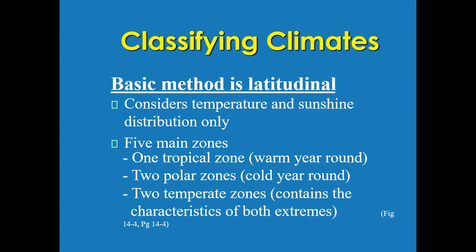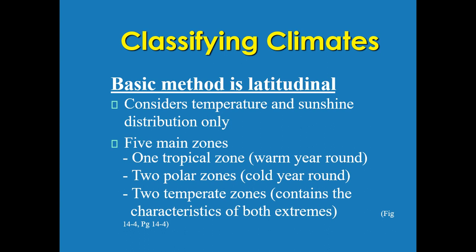And then finally, to end this training on the climate factors, I'm going to talk about how climates are classified. The general basic method is latitudinal. So again, latitude being the most favorable climatic control. This considers temperature and sunshine distribution only when I do this via the latitudinal method.